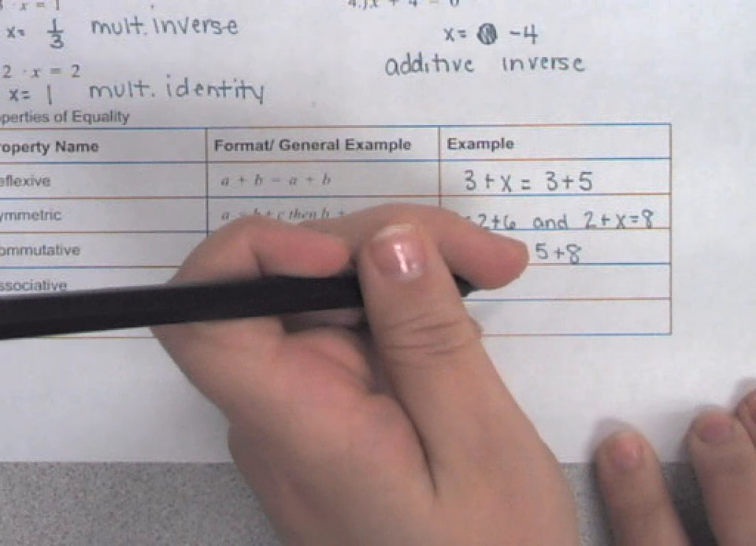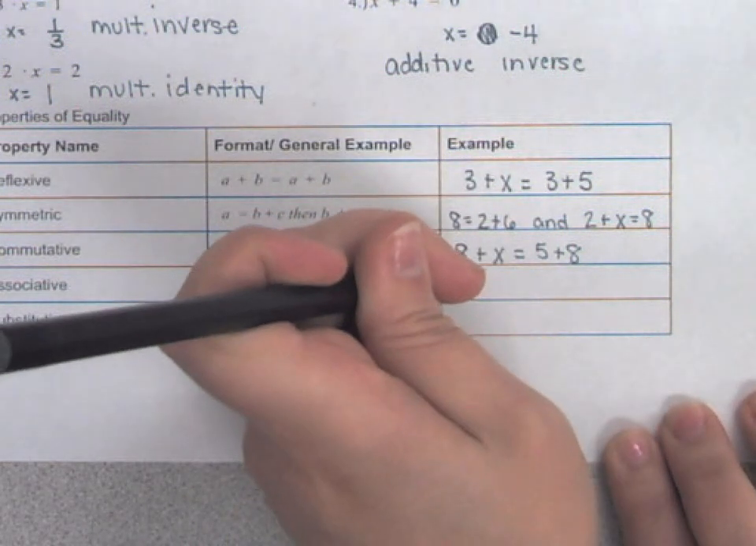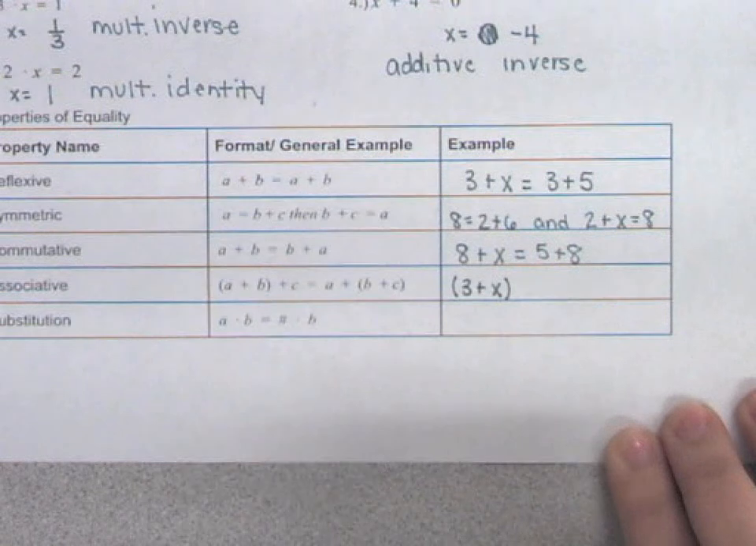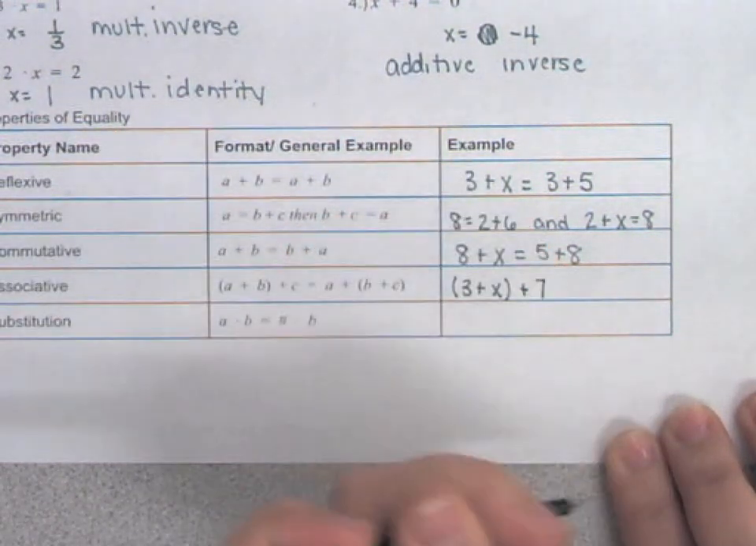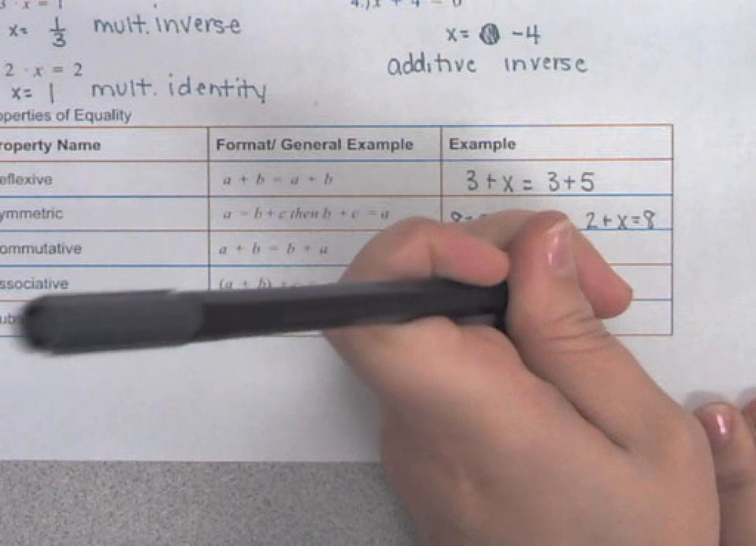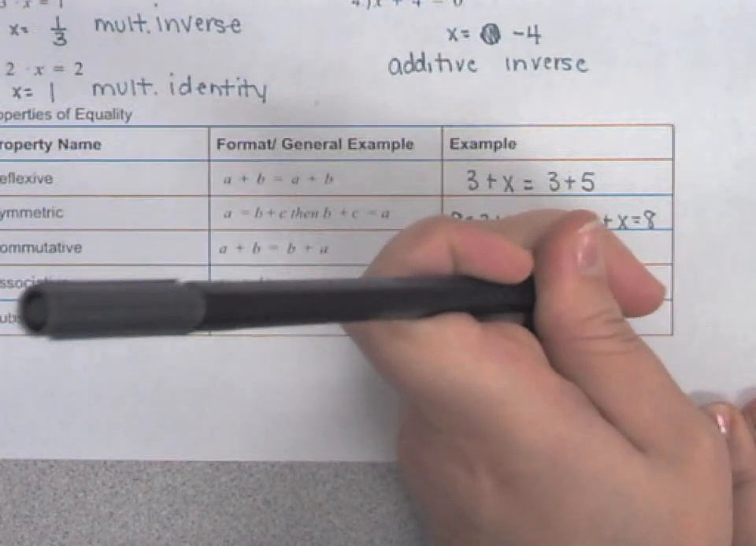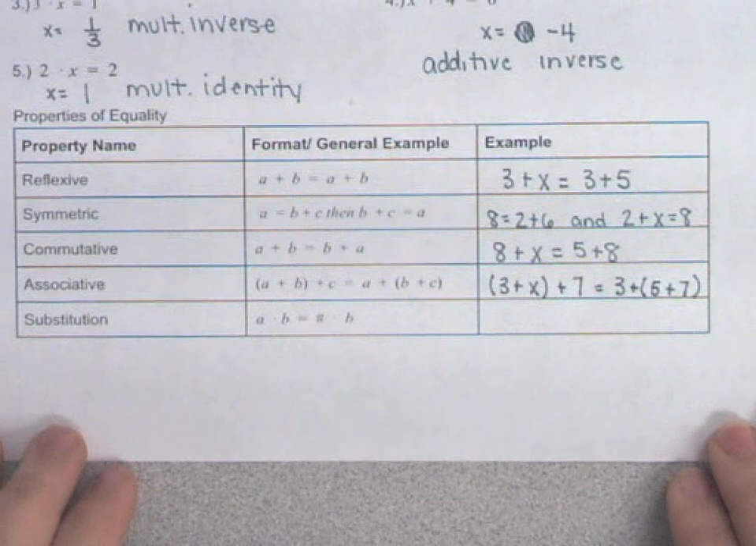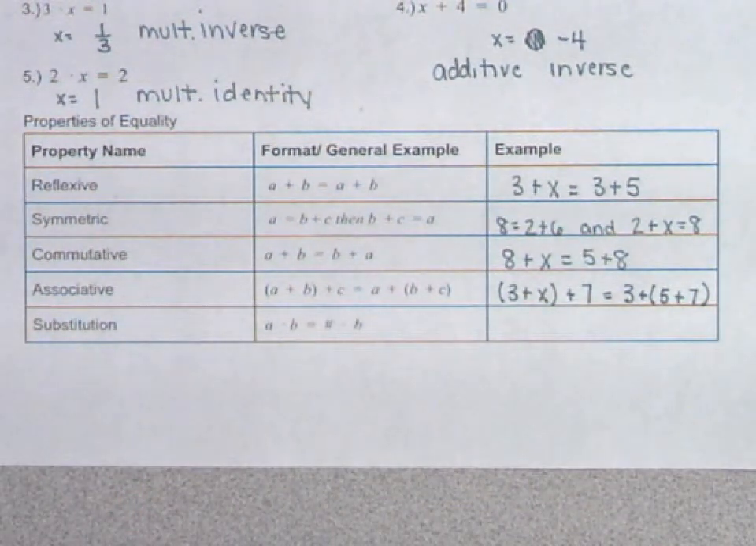So, example. I'm going to have parentheses. 3 plus (x plus 7) equals 3 plus (5 plus 7). Close your parentheses. Again, first-hand example of where the x goes and how the property is used.